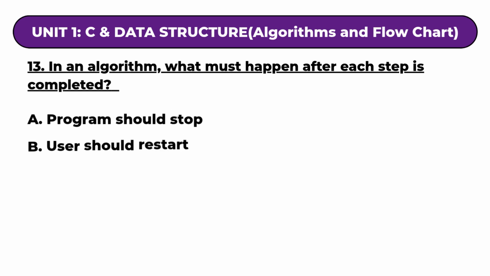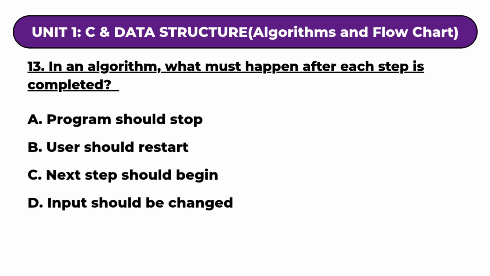In an algorithm, what must happen after each step is completed? A, program should stop. B, user should restart. C, next step should begin. D, input should be changed. Correct answer? C, next step should begin.